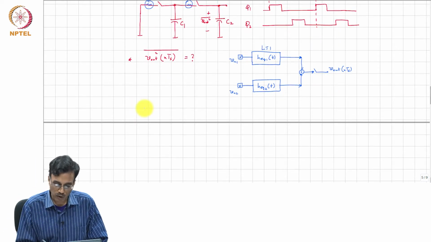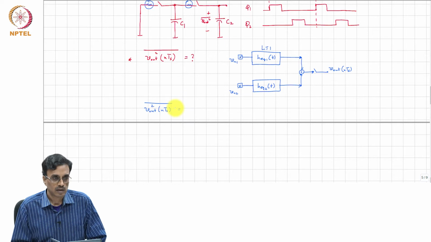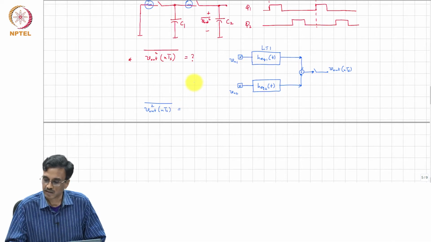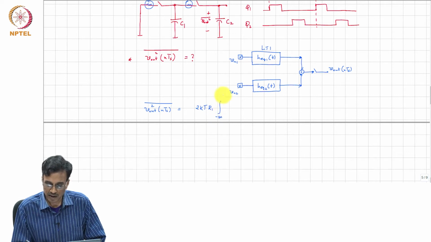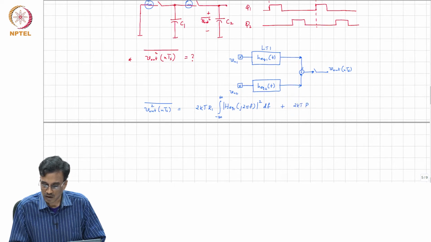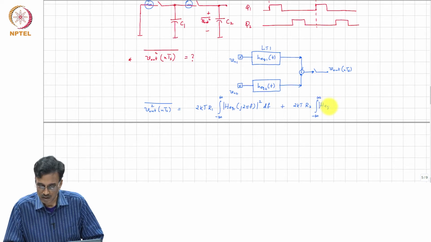And therefore, what is the mean square noise of nTs? You simply integrate the noise spectral density. Let us assume that Vn1, this is a switch. So, this is nothing but 2kTR1 integral minus infinity to infinity |H equivalent 1 of j2πf|² df plus 2kTR2 integral minus infinity to infinity |H equivalent 2 of j2πf|² df.